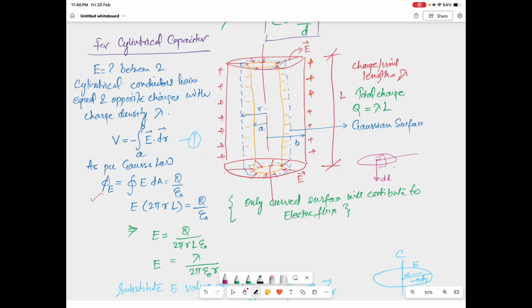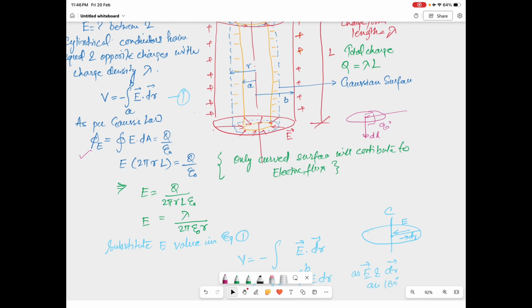So there is an angle of 90 degrees between them. So the ends are not going to contribute to the electric flux. So E into 2 pi RL is Q upon epsilon naught. So E is equal to Q upon 2 pi RL into epsilon naught.